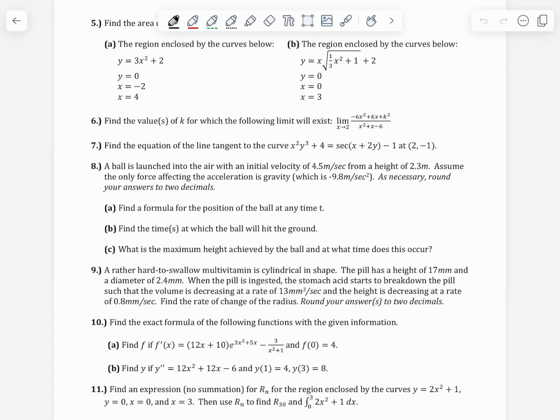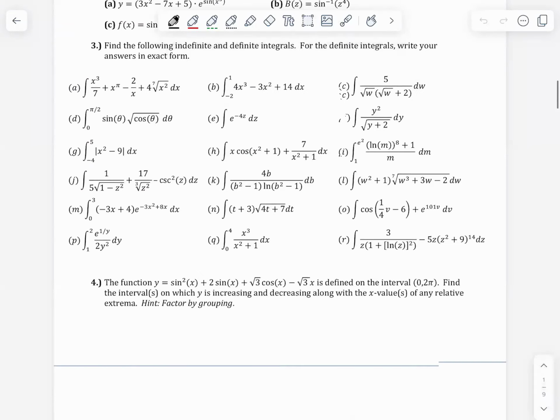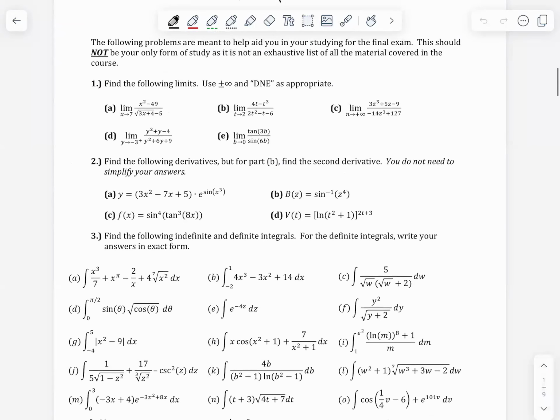Remember that, as I said before, this is not an end-all be-all list of everything that you'll need to know. Definitely go over your old exam reviews, old quizzes, old exams, make sure everything's working out for you. But you'll notice there's only one question in here that involves implicit differentiation, just question 7, but there's probably room for those somewhere else.